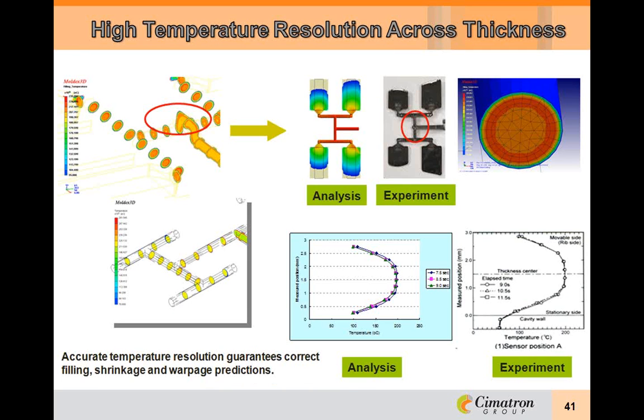Moldex3D not only simulates the part in true 3D, but also the runner system. You might question why this is important. The reason is because of what is called shear heating phenomenon. While the material is flowing through the runner system, friction is creating heat. This heat does have an impact on material flow, and the next few slides will demonstrate this.